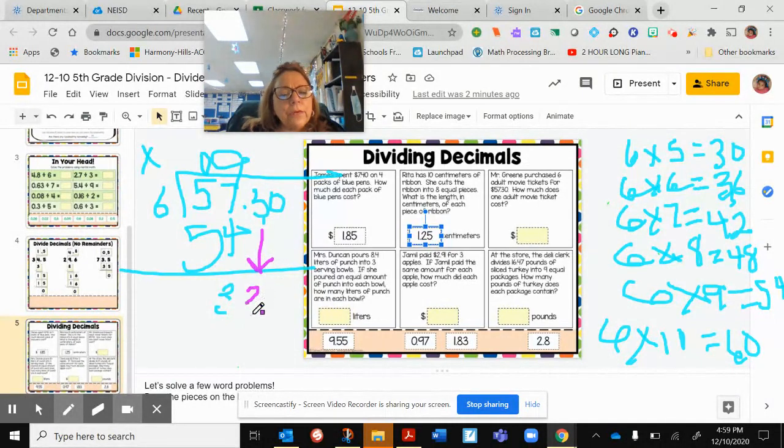So I'm going to bring down my 3. Now I have 33 tenths. Well, I'm looking over here at my reference. Well, it looks like 5 can go into each group of 6. So I'm going to bring up my decimal here. And this is at 5. This is 30. I subtract it out. I have 3 left over. Bring down my 0. And I have my 5.